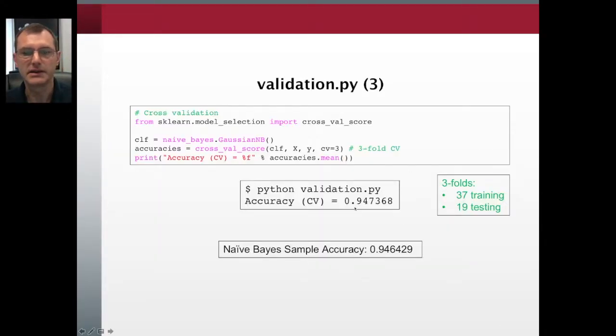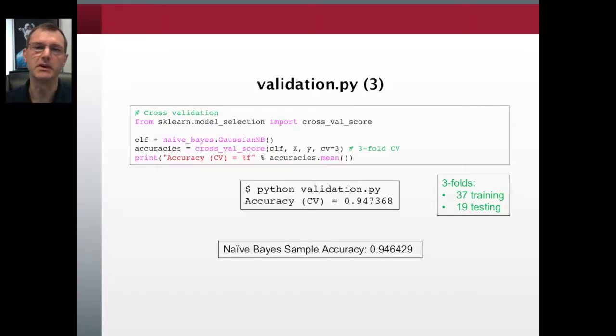So as we saw in this case, the cross-validation accuracy is about 94, 95%. We note that the sample accuracy, so again, if we evaluated naive Bayes on the entire data set, so we trained it on the data set and evaluated it on the same data set, we actually got a slightly lower accuracy, which is unusual. Typically the sample accuracy is overly optimistic. But in this case, we have very few examples. And in fact, if you note, for 3-fold cross-validation, each of those folds is essentially using only 19 of the examples for testing. And so that's really not a lot.